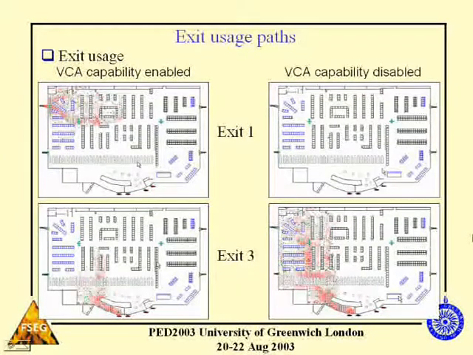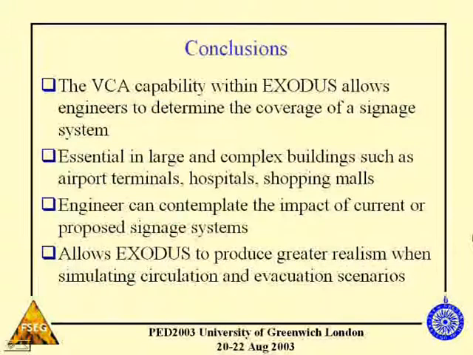So to conclude then, the VCA capability within Exodus allows engineers to determine the coverage of a signage system, which is quite important in its own right. Put a sign somewhere, where can I see it from? It's essential in large and complex buildings such as airport terminals, hospitals, shopping malls and so on to be able to determine the extent of your signage system.